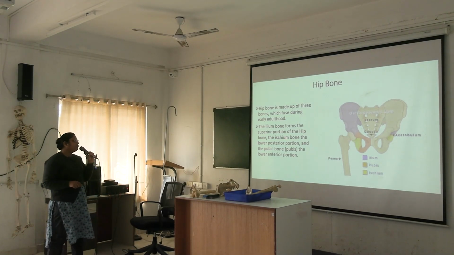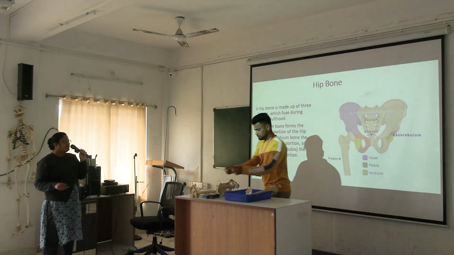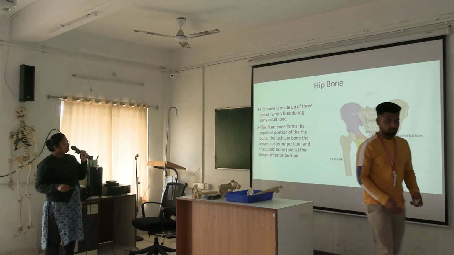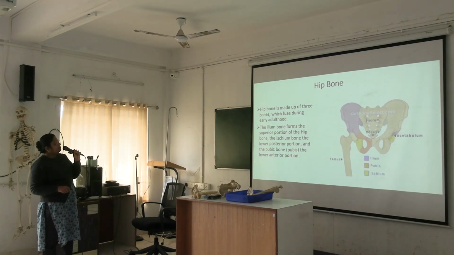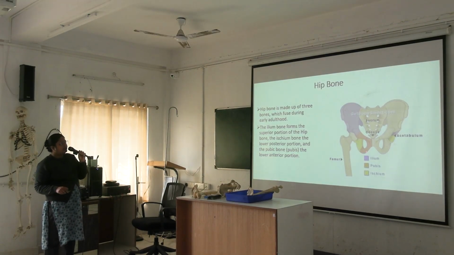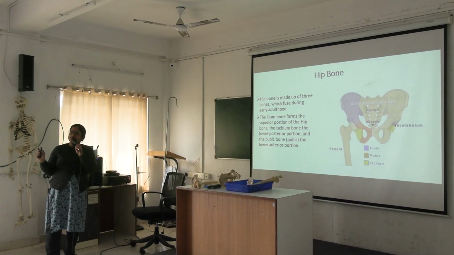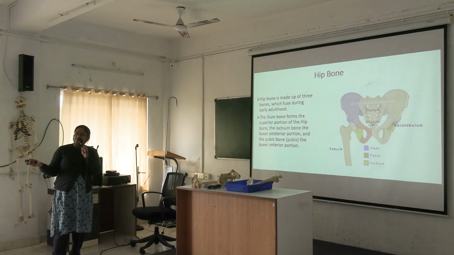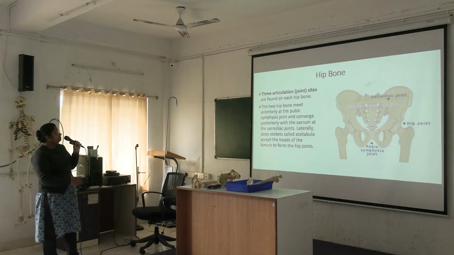Ischium forms the lower posterior portion. This part is forming the ischium. Okay, and ischium forms the lower posterior portion, and the pubic bone or pubis, it forms the lower anterior portion, the red colored portion forming the pubis. So these are the 3 components of the hip bone, or hip bone is also known as innominate bone. Okay, ilium, ischium and the pubis.